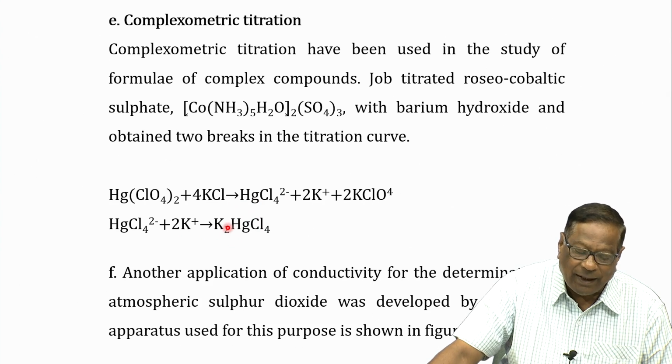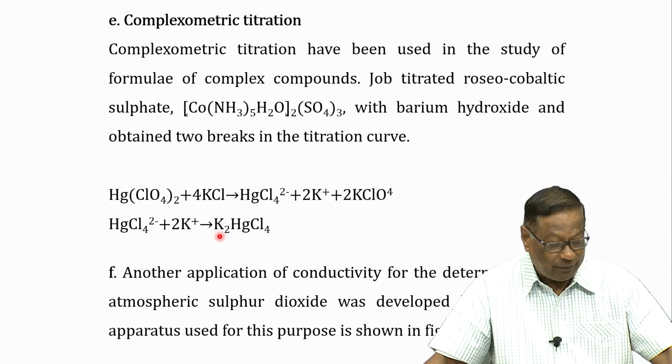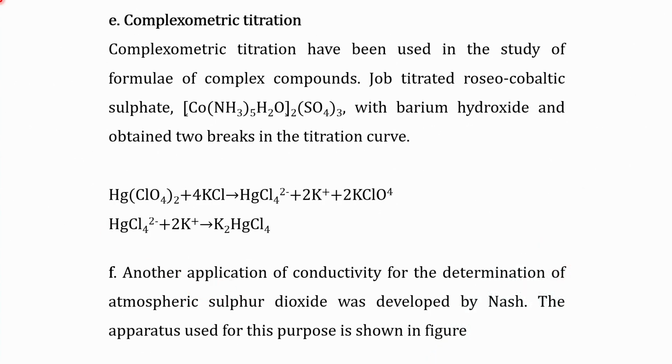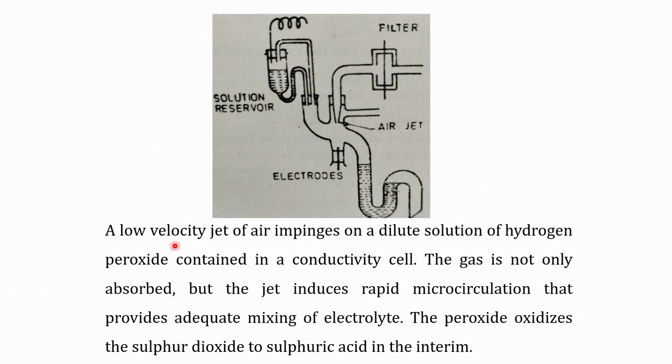It can be determined by titration. Another application of conductivity, for the determination of atmospheric sulfur dioxide, was developed by Nash. The apparatus used for this is shown here, a very simple apparatus. We have to extract sulfur dioxide from the atmosphere, and that will give rise to H2SO3, which can be titrated.